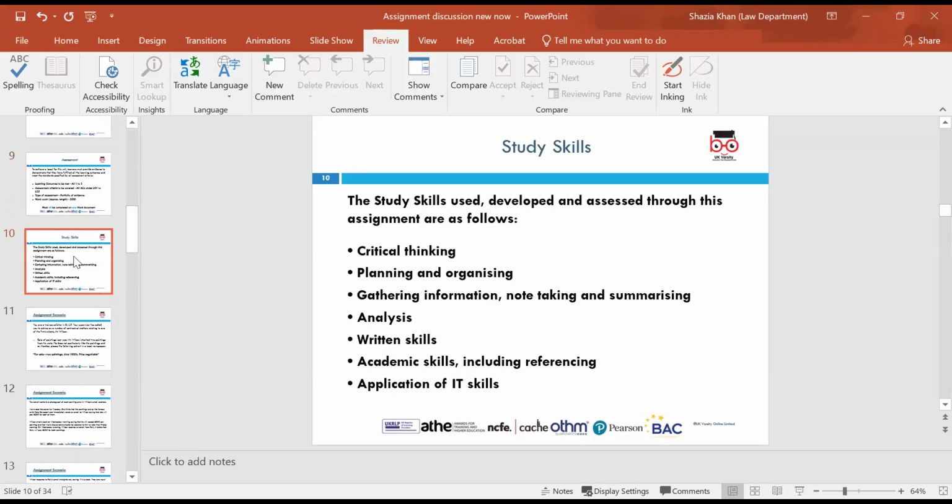Study skills, the skills developed through the assignment are things like critical thinking. You need to think critically and look at what the question is asking you. Plan and organize, gather information, note taking and summarizing, analysis, written skills, academic skills, including referencing, application of IT skills.